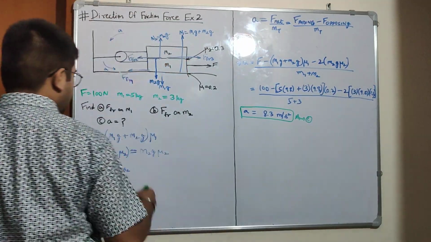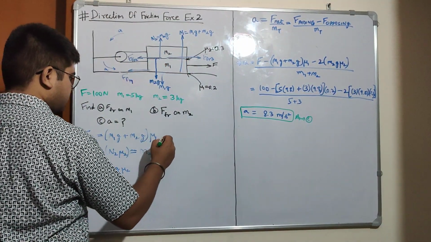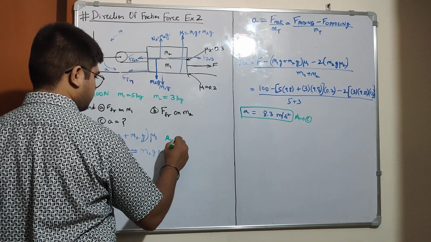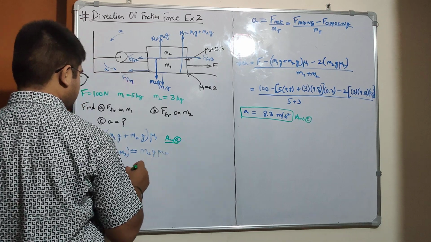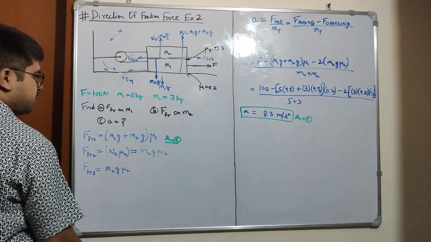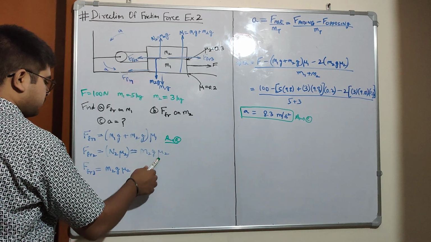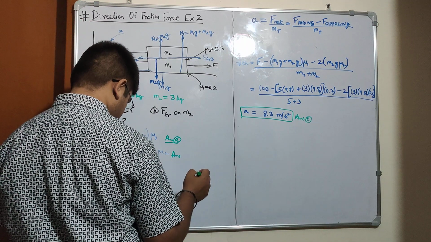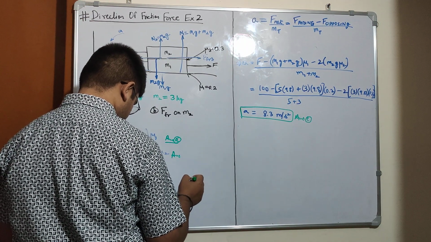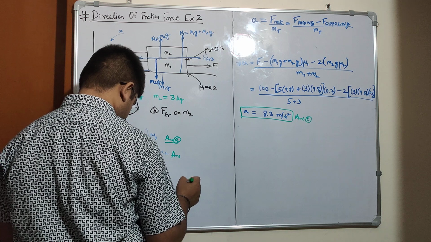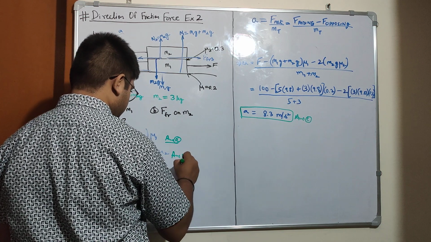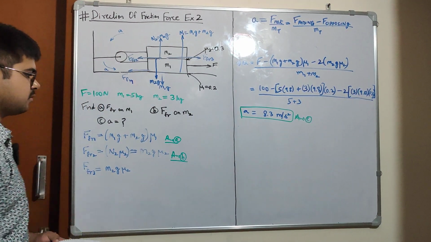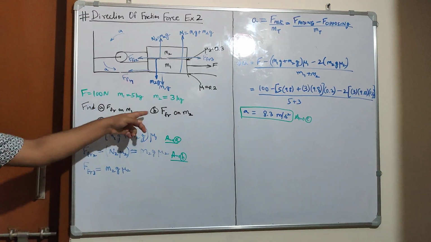And answer 1 is this, and answer 2, the friction value of m2, is this one. So we have got all the answers here.